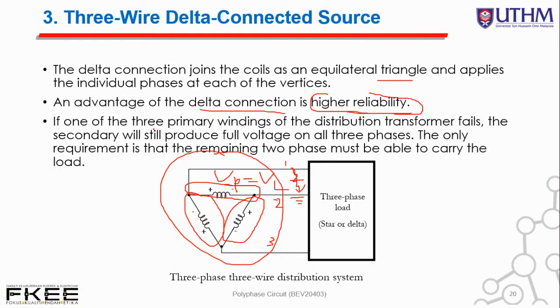So if one of the three primary windings of the distribution transformer fails, as I mentioned earlier, the secondary will still produce full voltage on all three phases. The only requirement is that the remaining two phases must be able to carry the load. So let's say one coil is faulty over here, line number one, so line number two and line number three are still able to generate full voltage in order to suit the three-phase load.